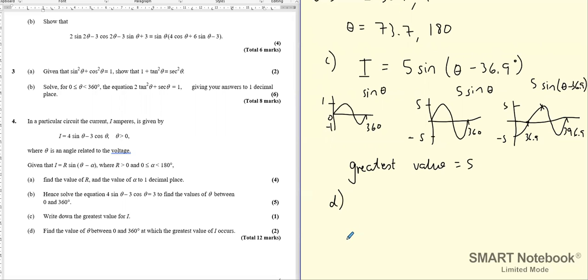Part D, find the value of theta between 0 and 360 at which this I value occurs. Well, if there wasn't a translation to the right by 36.9 degrees, it would have been at 90. However, this graph has shifted right by 36.9. So what we can say then is 90 plus 36.9, which is 126.9 degrees.